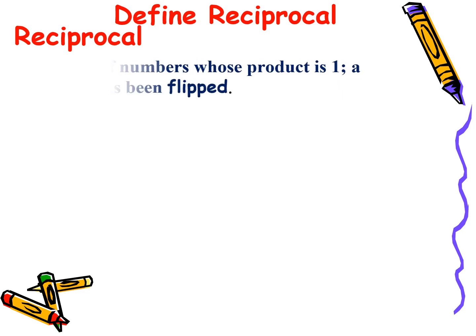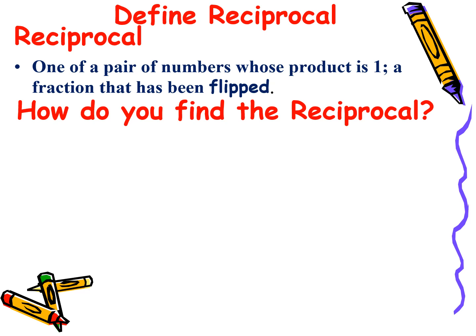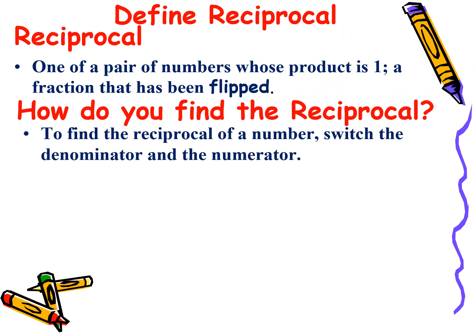A reciprocal is one of a pair of numbers whose product is 1, a fraction that has been flipped. How do you find the reciprocal? To find the reciprocal of a number, switch the denominator and the numerator.